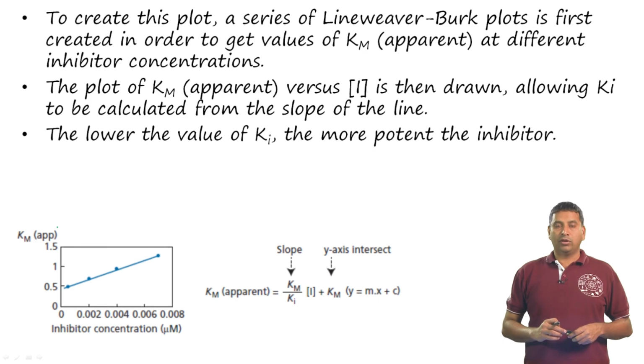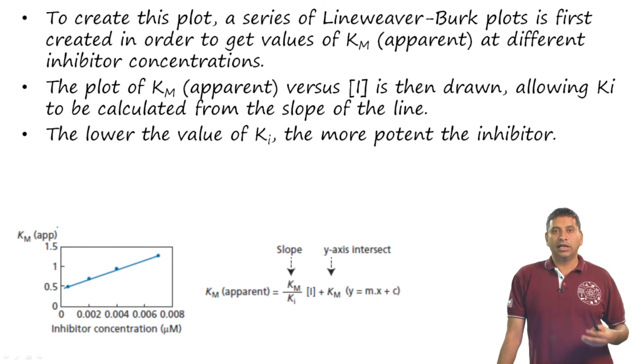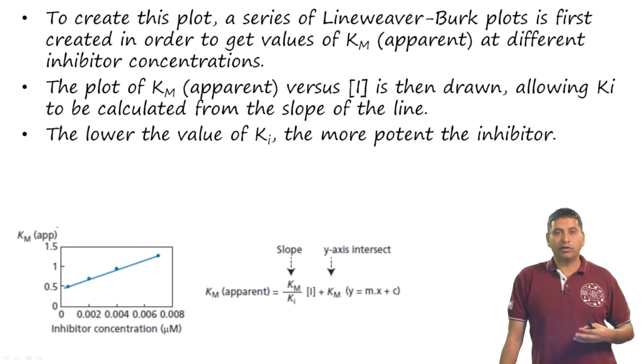To create this plot, what we need would be a series of Lineweaver-Burk plots, and then we would get the values of Km apparent at different inhibitor concentrations. Then the plot of Km apparent versus I gives us Ki to be calculated from the slope of the line. Now, Ki is a measure of how good the inhibitor is. The lower the value of Ki, the more potent the inhibitor.